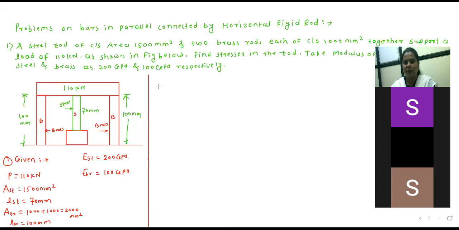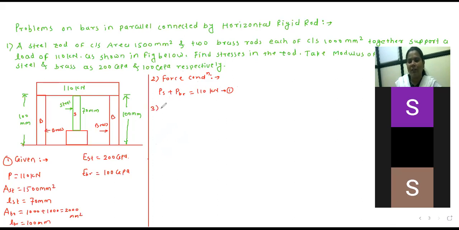So what is our first condition? Force condition. We have to apply the first condition, that is the force condition. In the force condition, we have to take the addition of all forces, that is force in steel plus force in brass, which is equal to the total force, that is 110 kilonewton. This is our equation 1. Our force condition is over.